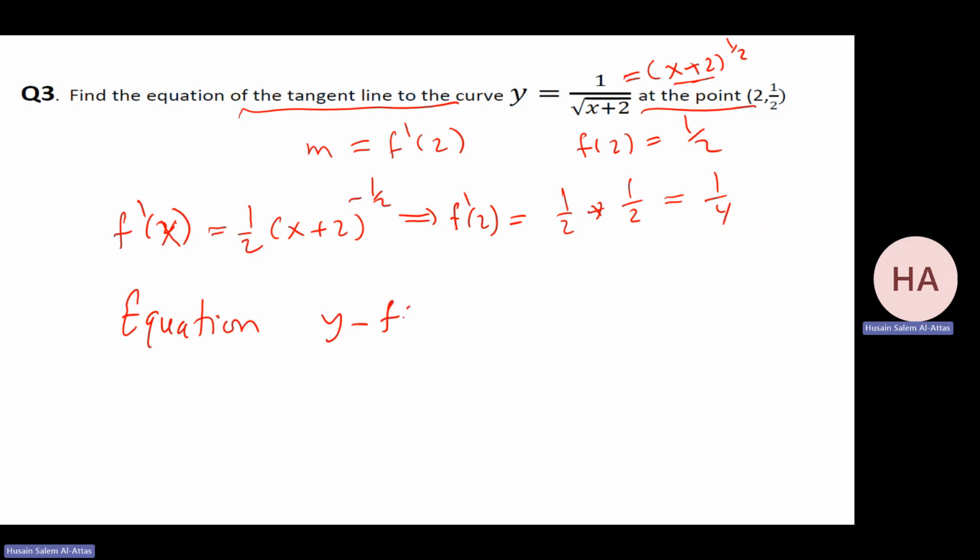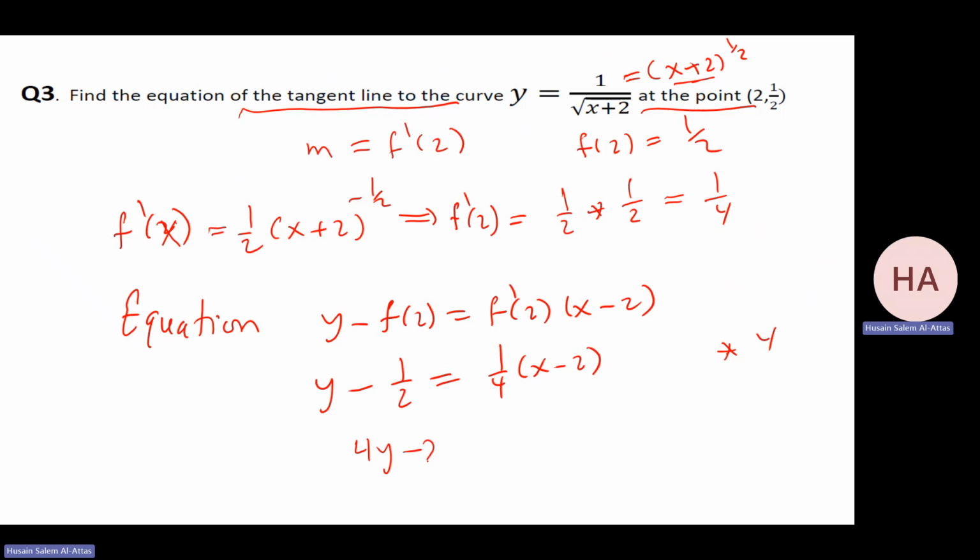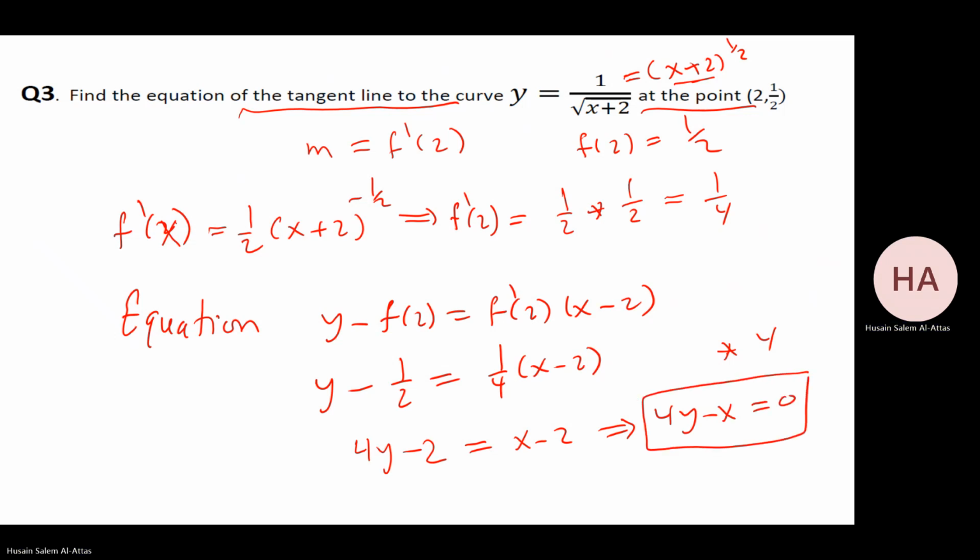So the equation will be y minus f of 2 equals f prime at 2 times x minus 2. So y minus half, f prime at 2 is 1/4, times x minus 2. I multiply everything by 4, so that will be 4y minus 2 equals x minus 2. So I have 4y minus x equals 0. That's my equation.